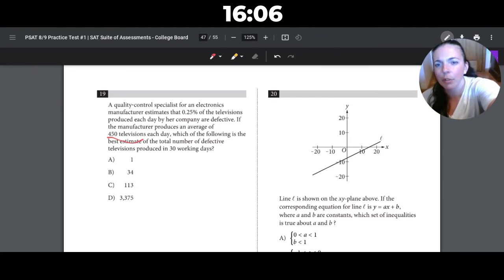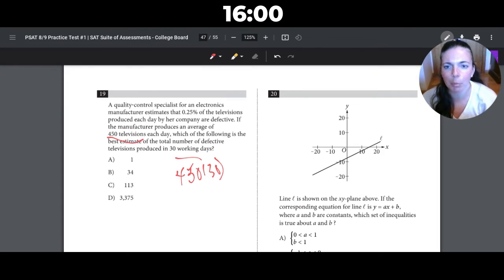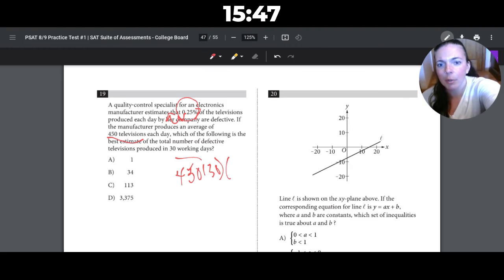All right, so how many total televisions do they produce? 450 each day times the 30 days. Okay, so that would be the total number that they produce. They're saying that this is the amount that are defective. So turn this into a decimal. Don't be tricked just because they're giving you a percent that is a decimal. You still have to swoop it to the left twice.